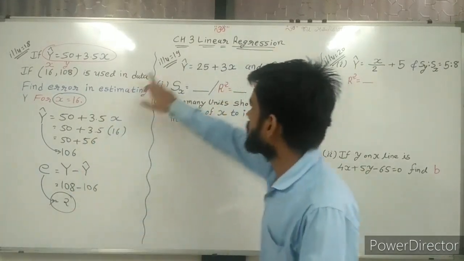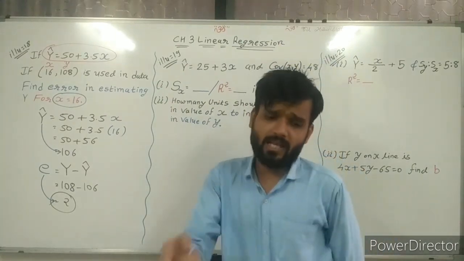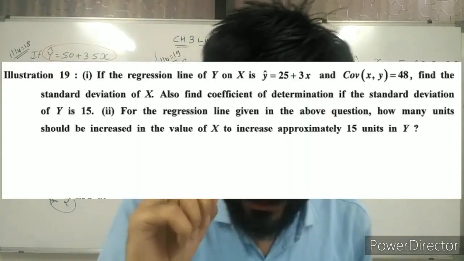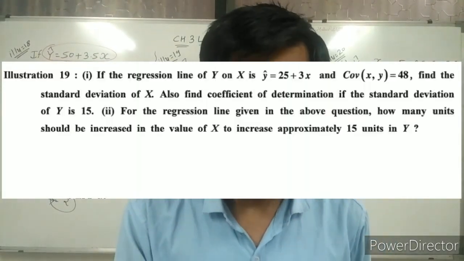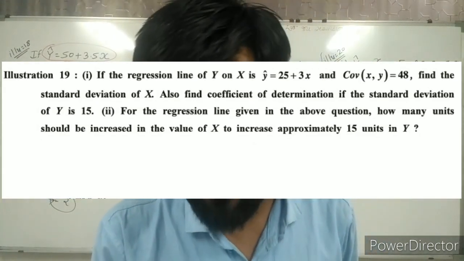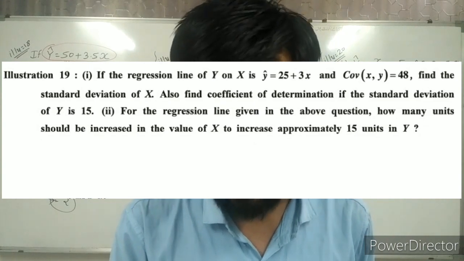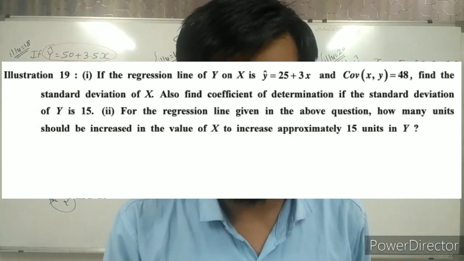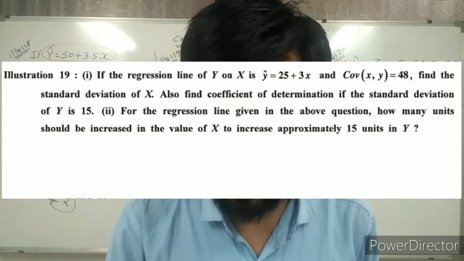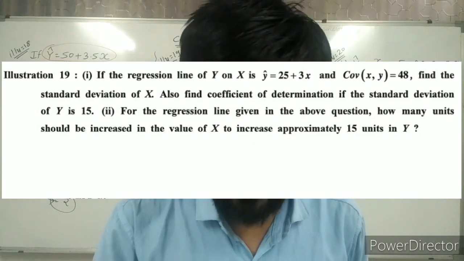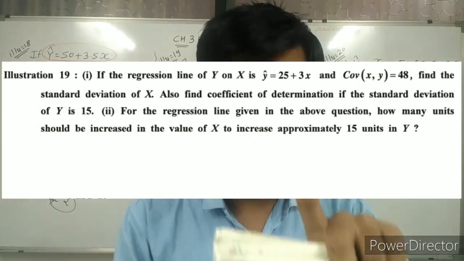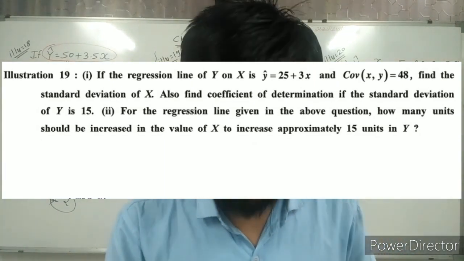Now taking new sum, illustration number 19. Again I am reading from the textbook, then after that doing it on the board. There are 2 questions and we need to do both. The first question is: if the regression line of y on x is y cap equal to 25 plus 3x and covariance of xy is equal to 48, find the standard deviation of x. So this is my first question, find standard deviation of x.